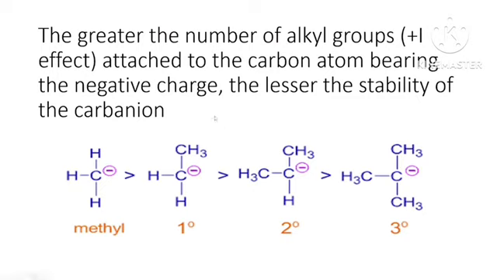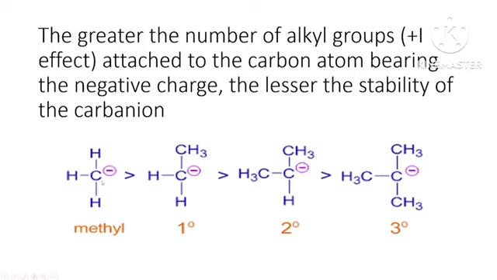So let's see what we have here. The greater the number of alkyl groups attached to the carbon atom bearing the negative charge, the lesser the stability of the carbanion, right? Inductive effect has to do with polarization of a bond. It also simply means movement of electrons throughout the system. Electrons can either be moved towards the carbanion or away from the carbanion. The carbanion is already electron rich, right?